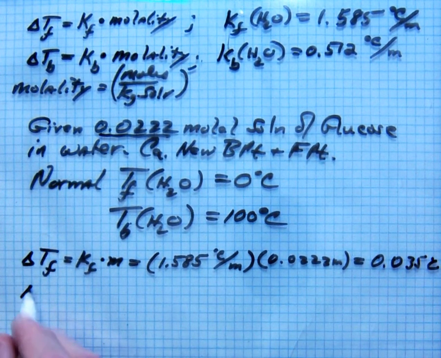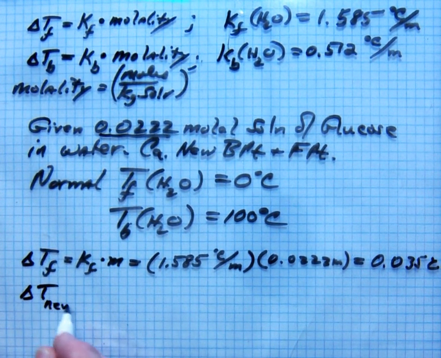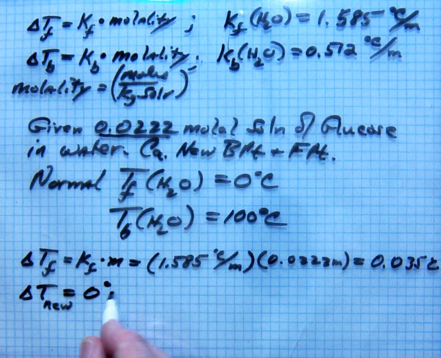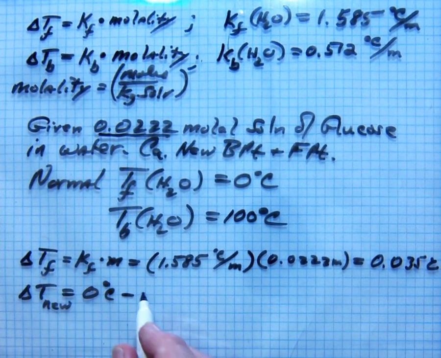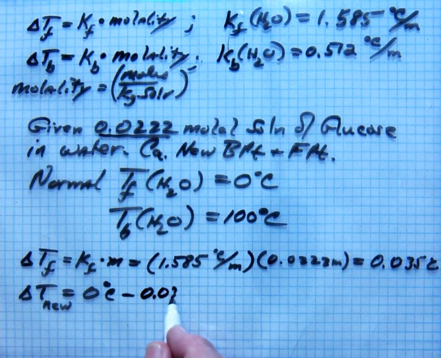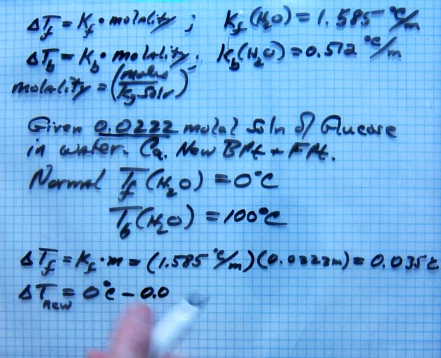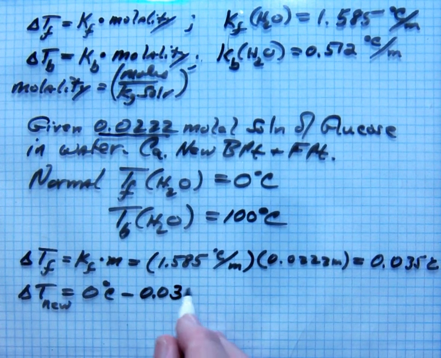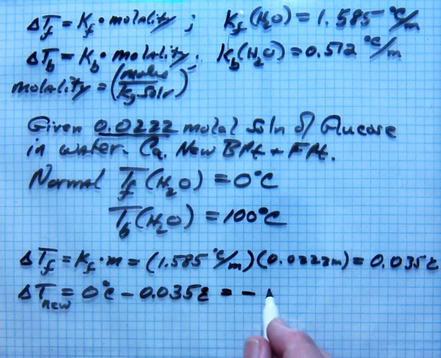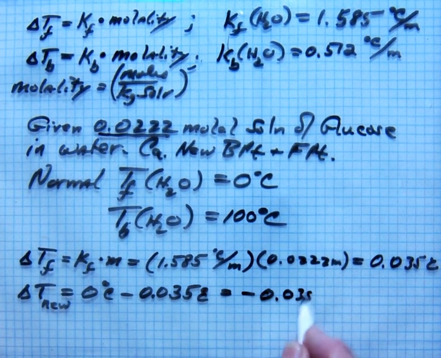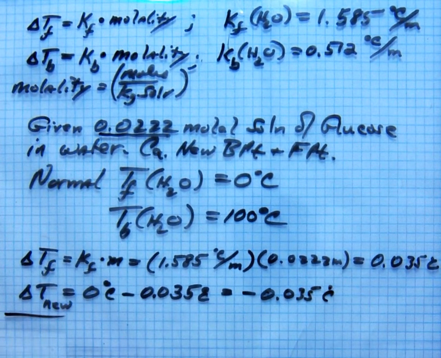So I'm going to go ahead and do the new temperature, which would be 0 degrees normal minus the change in temperature, 0.035 degrees C, and so a new is a minus 0.035 degrees C. So there is the new freezing point.